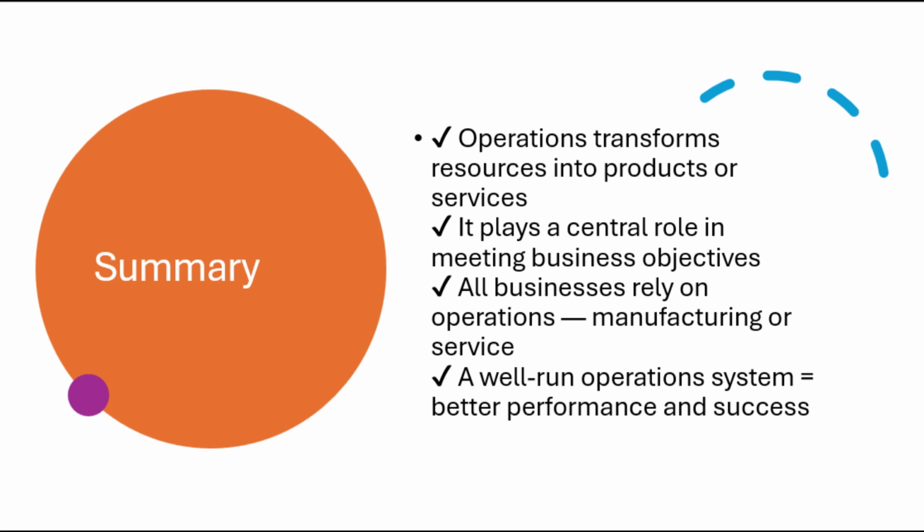In the next video, we'll look at the 3 key elements of the operations system: inputs, processes, and outputs, and see how they interact to create the goods and services we use every day.